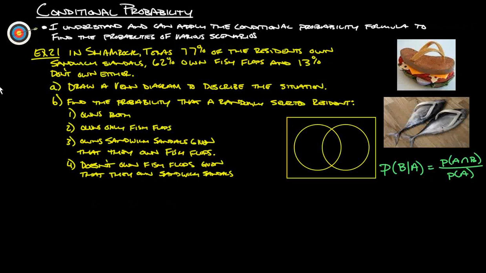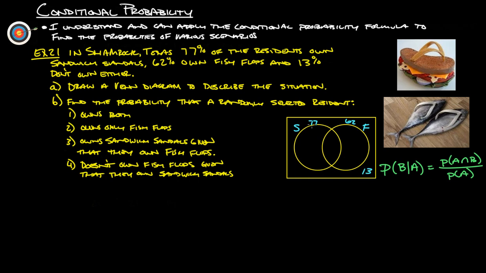Okay, so let's take a look at example 21 here. It says, in Shamrock, Texas, 77% of the residents own sandwich sandals, 62% own fish flops, and 13% don't own either. Draw a Venn diagram to describe the situation. Let's go with sandwich sandals over here and fish flops over here. So we know 77% own sandwich sandals, 62% own fish flops, and 13% don't own either.